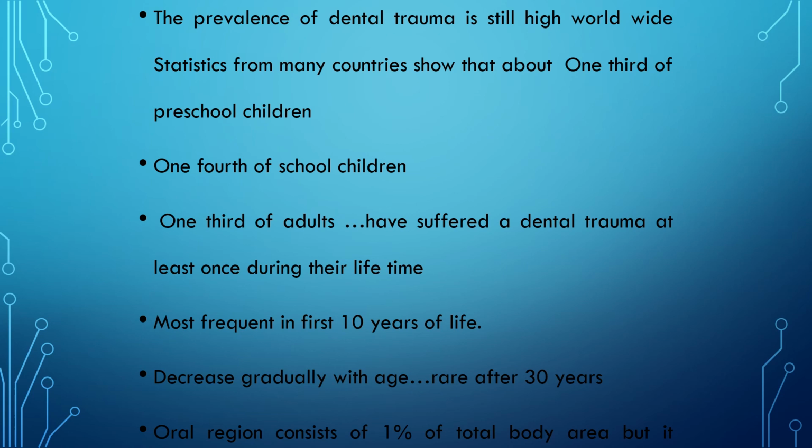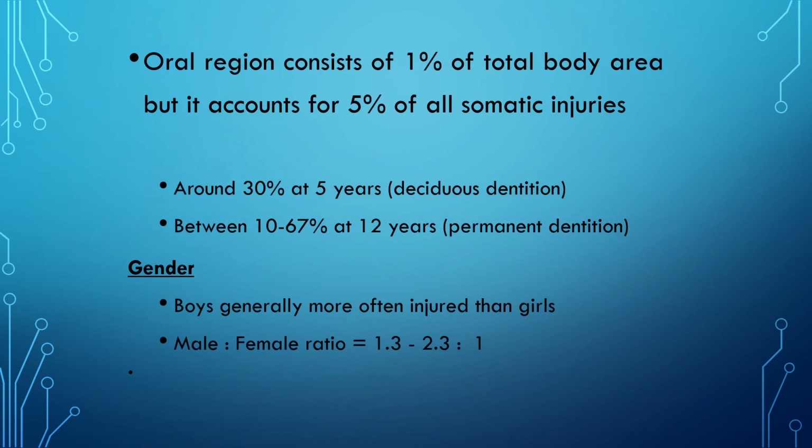Decrease gradually with age, rare after 30 years. This is due to they already can take care of themselves. Oral region consists of 1% of total body area, but it accounts for 5% of all somatic injuries. Around 30% at 5 years old in deciduous dentitions, between 10 to 67% at 12 years, permanent dentitions involved in dental trauma.